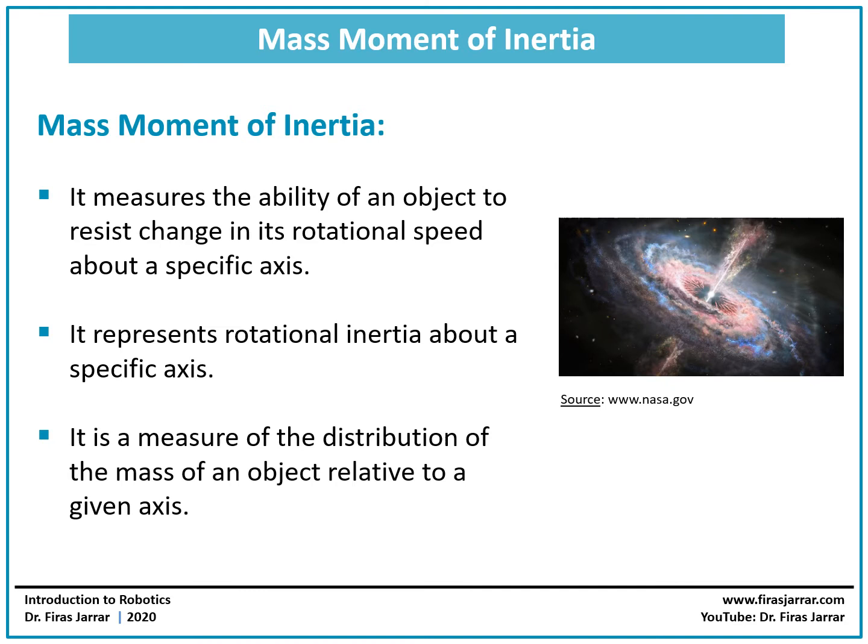Therefore, you can think about it as the rotational inertia of that object about the given axis or a specific axis. And at the same time, you can also think about the mass moment of inertia as a measure of the distribution of mass of an object with respect to a given axis. Notice that in all of the three definitions, we had to mention a specific axis or a given axis.